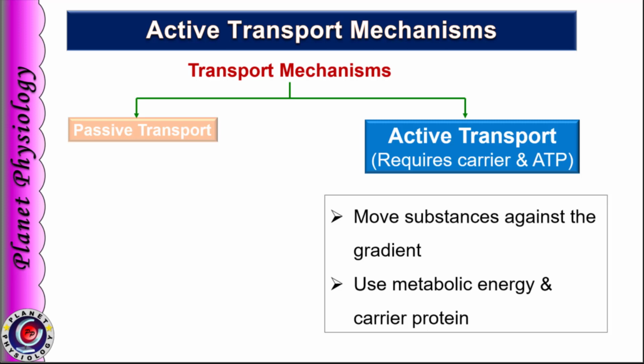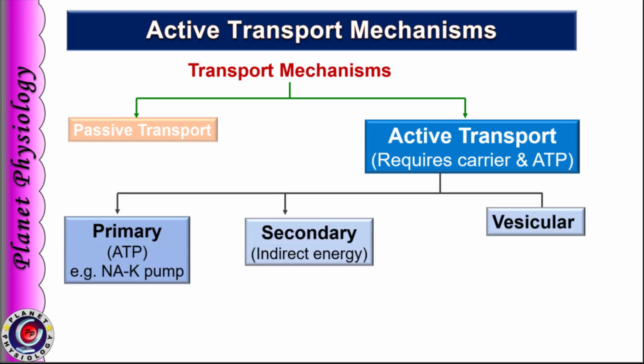Active transport requires help of carrier protein and metabolic energy. It is divided into three types: primary active, secondary active and vesicular transport. Some authors include vesicular transport under active transport, while others consider it as a third separate type of transport mechanism. But as many examiners expect students to write about vesicular transport under active mechanisms, I have included under active transport. So let us start with active transport processes.